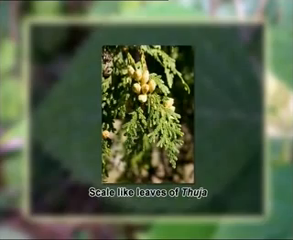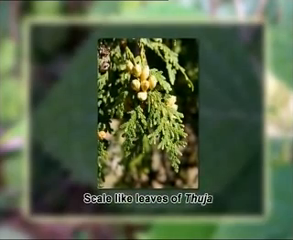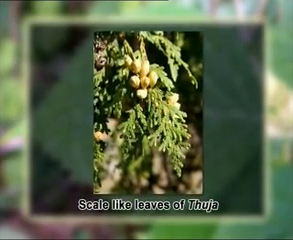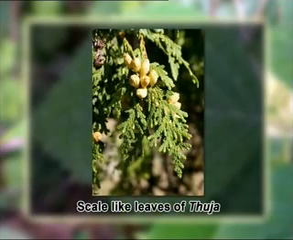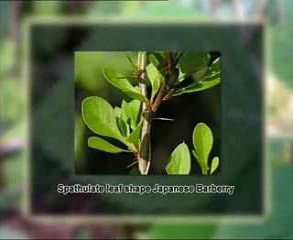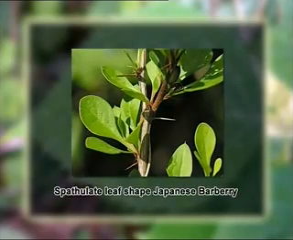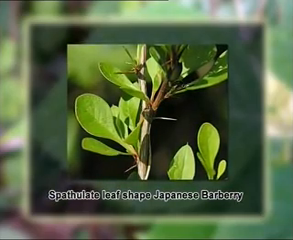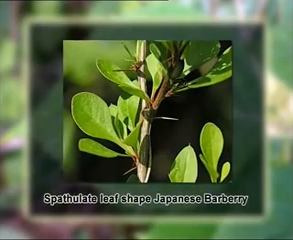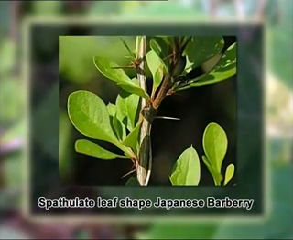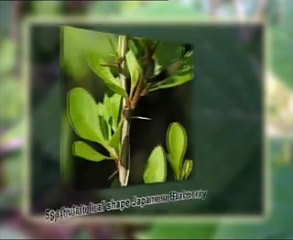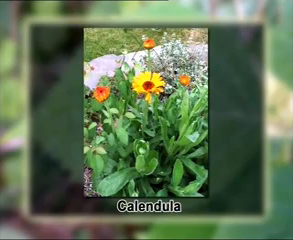Then scale-like, leaves overlap alternating down the stems. For example, Thuja occidentalis. Spatulate, spoon-shaped, that's broad and round at the top and narrow towards the base. For example, Japanese barberry, that's Berberis thunbergii, or calendula.